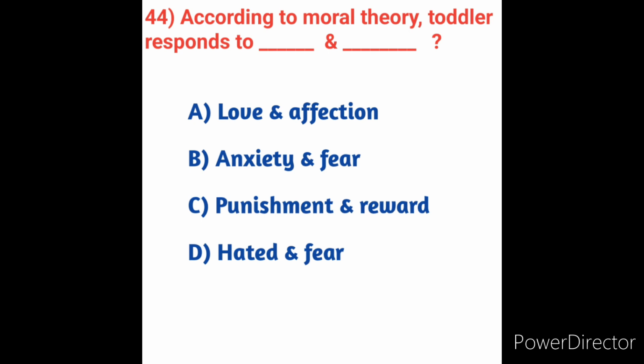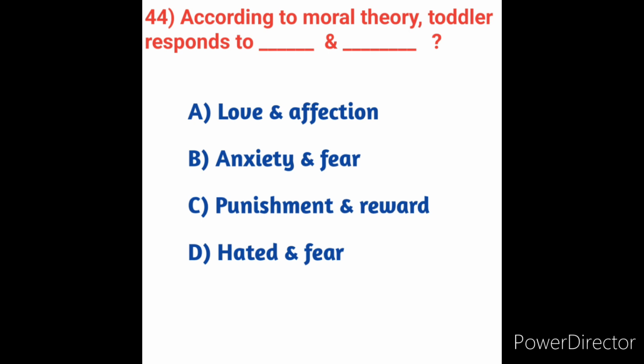According to Kohlberg's moral theory, a toddler responds to which of the following options? Option A, love and affection. Option B, anxiety and fear. Option C, punishment and reward. Option D, hatred and fear. Moral development refers to the process through which children develop standards of right and wrong within their society, based on social and cultural norms and laws.